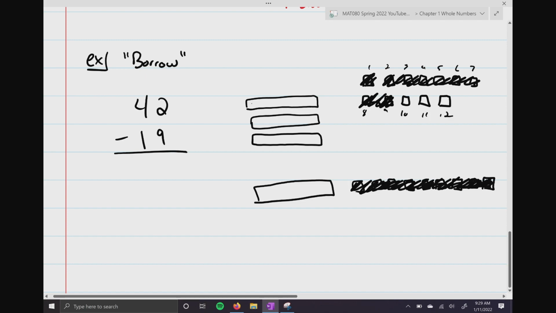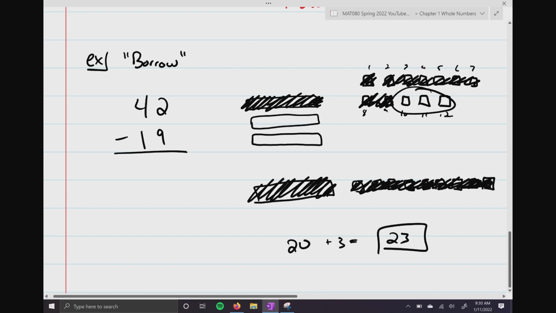And then scratch out 1 rod up top, 1 rod down below, and we're going to count what's left over. We have 2 rods, so that's going to be 20. We have 3 blocks left over, so we have 23. So 42 minus 19 is 23.